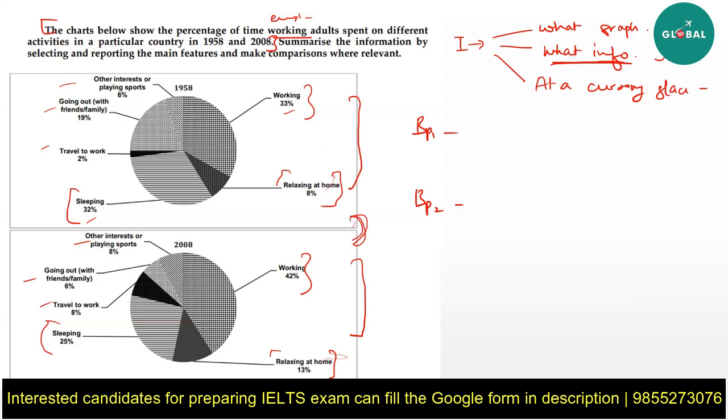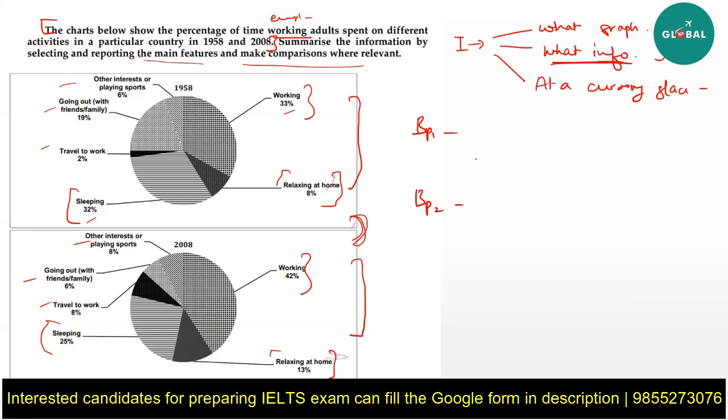This is very important because you can see, look at the question again. Point out the main features and make comparisons where relevant. They want you to point out all the comparisons and similarities possible between the two given pie charts. So make sure that you actually include this kind of information in your answer.